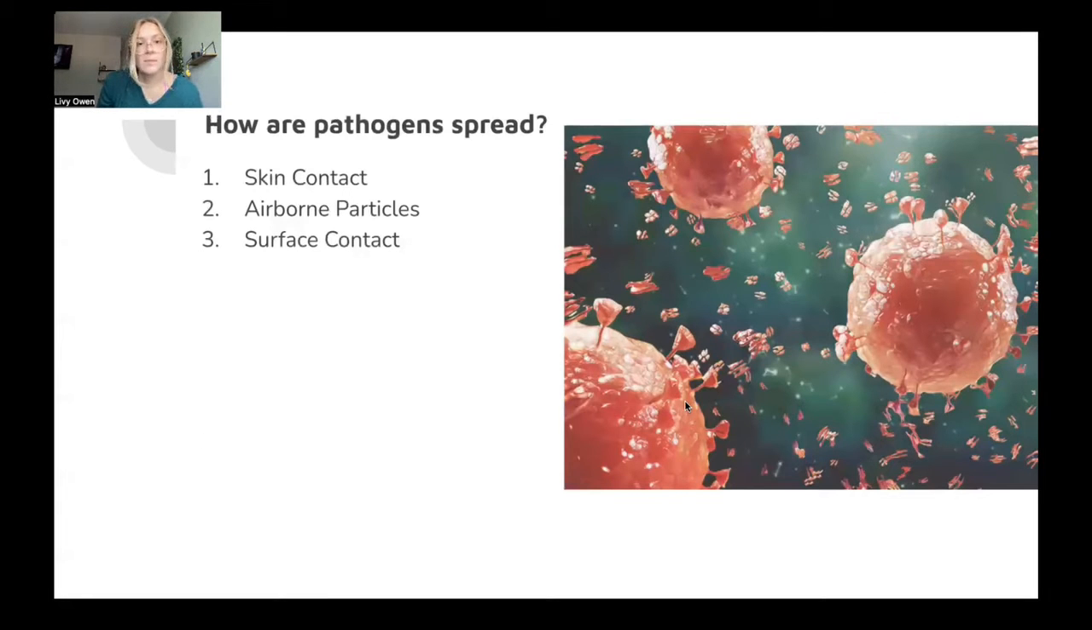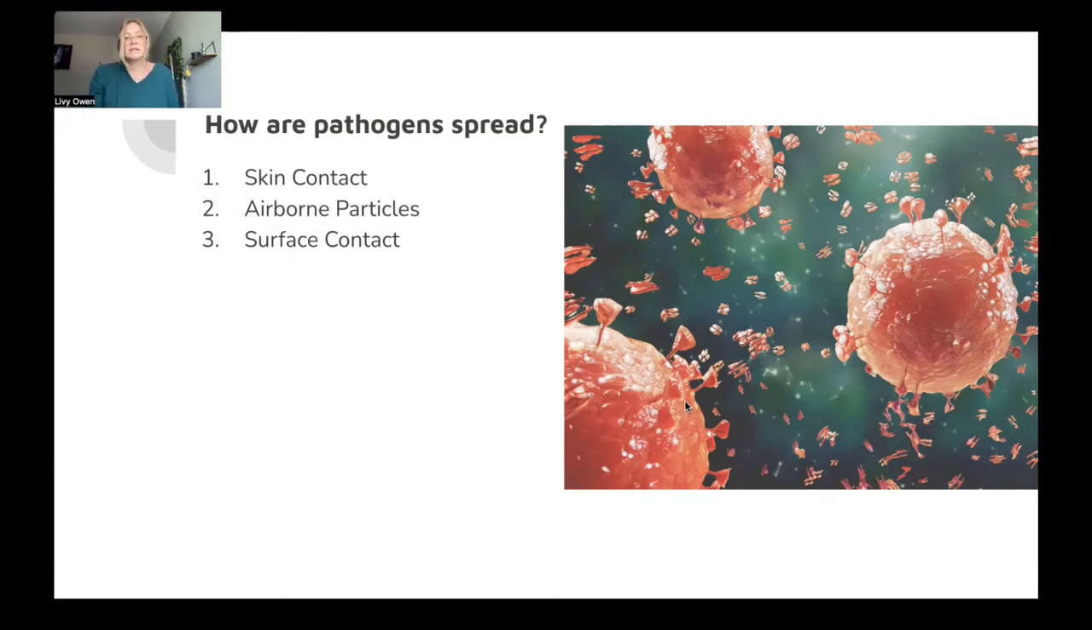Next, I want to talk about how pathogens are spread. So, the first way pathogens can be spread is through skin contact. I thought this was interesting, especially considering that if we cough into our elbow, sneeze into our elbow, or hands, whatever it is, if someone touches that skin that you have just contaminated, then that is something that can cause that other person to fall ill and it can inhibit that pathogen as well. I thought that was really interesting.